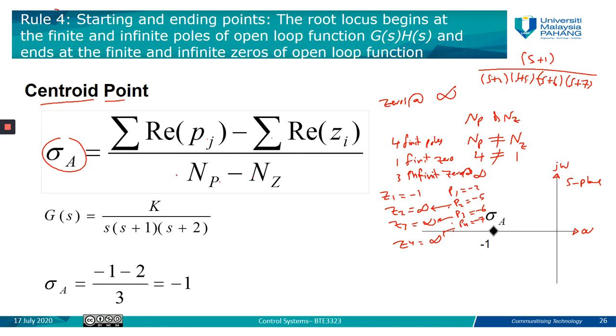So when we say the real part of the pole, maybe we have some poles at s equal to 1 plus j3. So what is the real part of this pole? It will be 1. If I have the pole at s equal to 3 plus j5, what is the real part of this pole? It will be plus 3. If I have the pole at s equal to -3 plus j5, what is the real part?